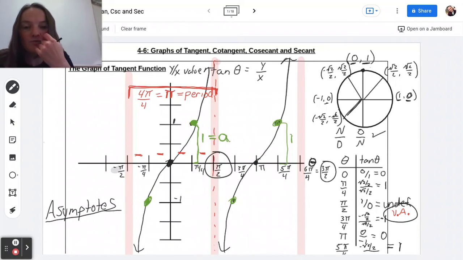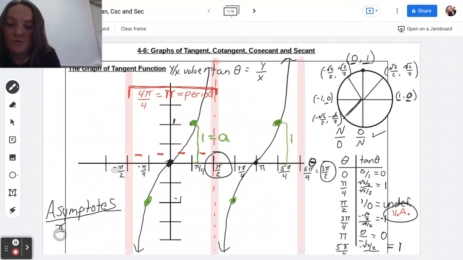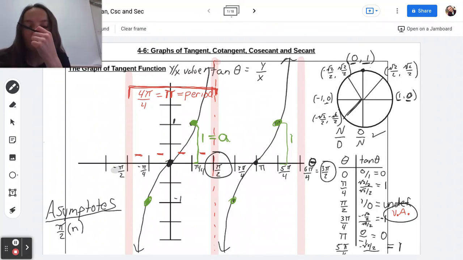In order to define this, we can say that the asymptotes happen at pi over 2 times some integer n. We'll get more into this later, and depending on if you're in honors or regular, we'll discuss it more. If we're in honors, we'll discuss it more. If you're in regular, maybe we can forget it. But this basically says that asymptotes are happening in increments of pi over 2. So n could be really anything.